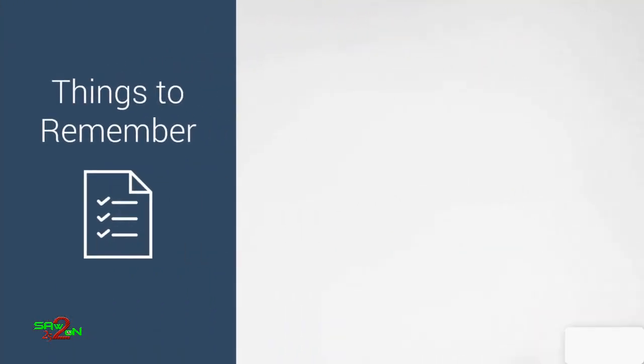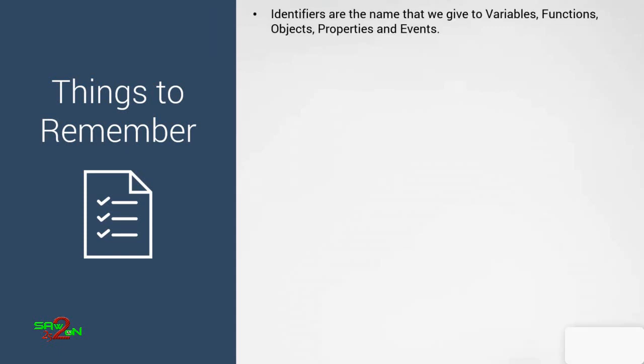Welcome to the lecture on things to remember. Let's do a quick recap of what we have learned in this section. Well, we started off with identifiers, and identifiers are the names that we give to variables, functions, objects, properties, and events. Then we looked at the rules of identifiers and how to write identifiers. Then we looked at variables, which are used to store information used inside the program. We have defined some variables and we have also used them.